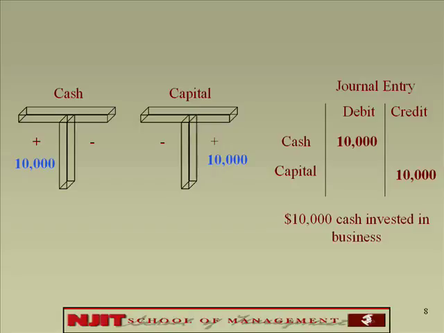Cash was the left entry, 10,000. Capital was the right entry, 10,000. You have to explain in English what happened, so you would say 10,000 cash invested in the business. Are you getting the hang of it? So now you know how to enter T accounts, to put the signs, and to record the transactions, and then finally to make a journal entry.